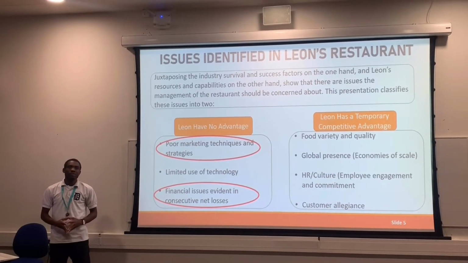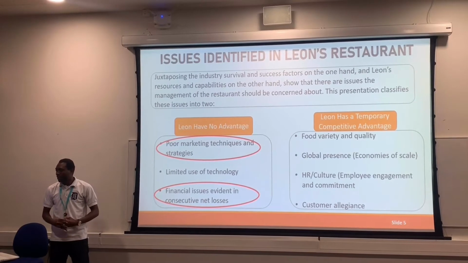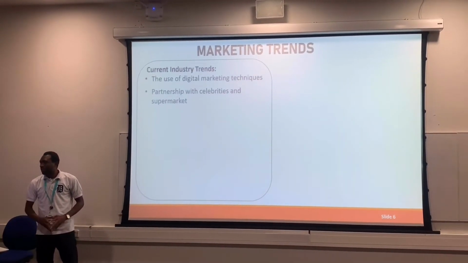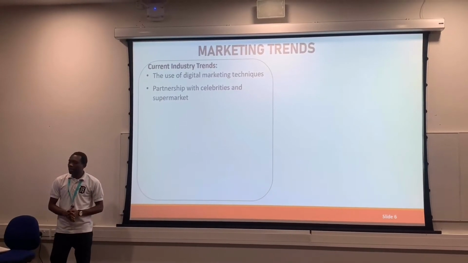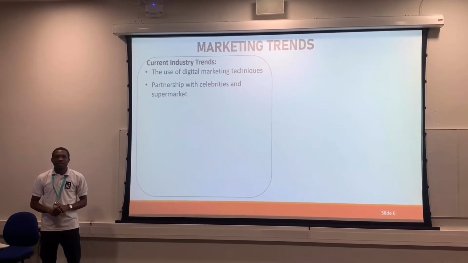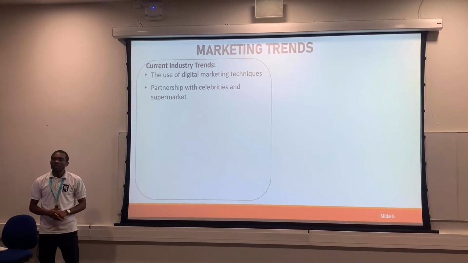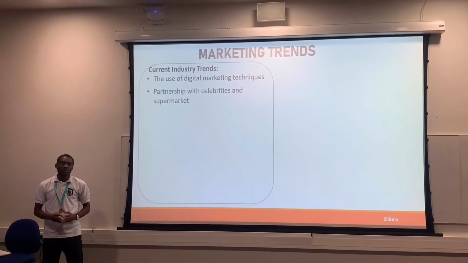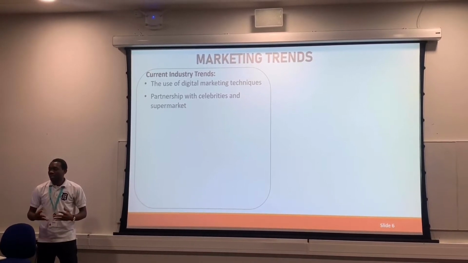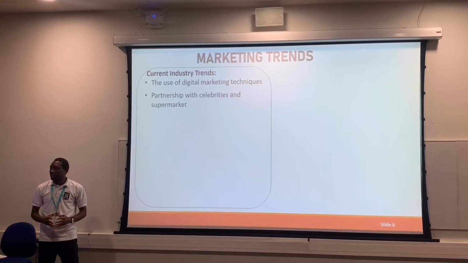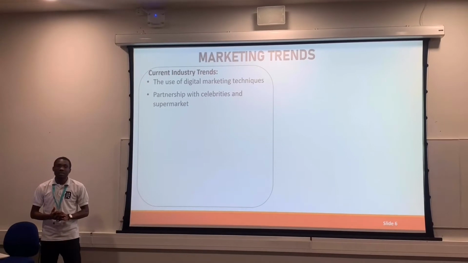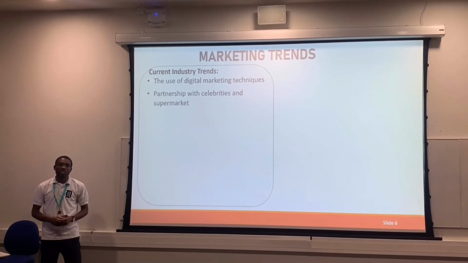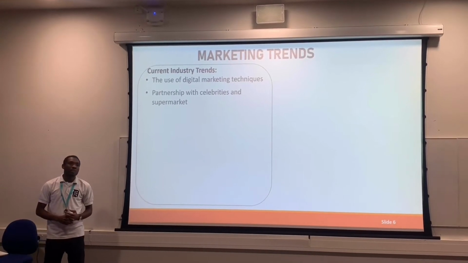Again, just a reminder that we'll be focusing on 2 main issues, marketing and finance. Beginning from the marketing trends, let's take a look at the industry. The first thing we see in the industry is the high use of digital marketing techniques. So restaurants now use high definition cameras. They use a lot of marketing techniques that are based mainly on technology. And then there is an increased partnership with celebrities and supermarkets.